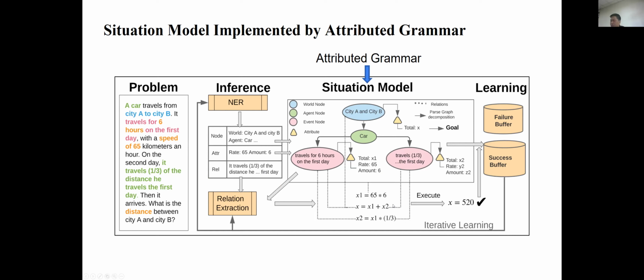Sometimes you have some constraints, and those come as theorems. For example, distance always equals speed times time, or the total price equals the units you buy times the unit price. So we have a training process. This situation model is basically an attributed grammar or path graph.